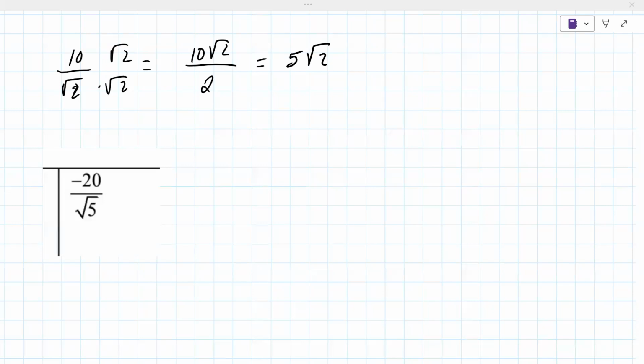Alright, so simplified down, I got -4 square root of 5. That is correct. Good.